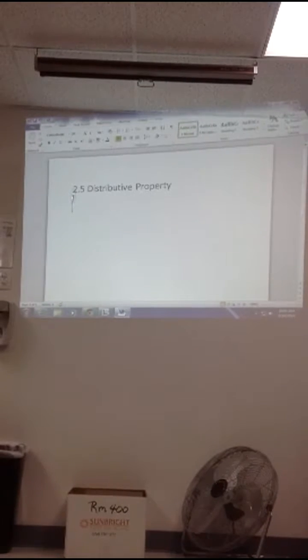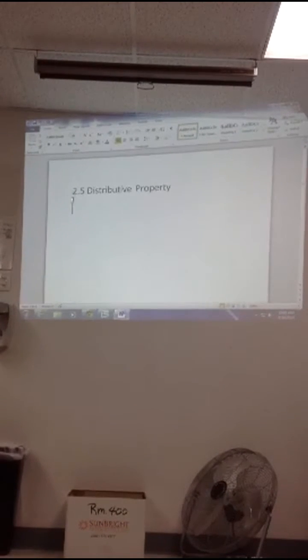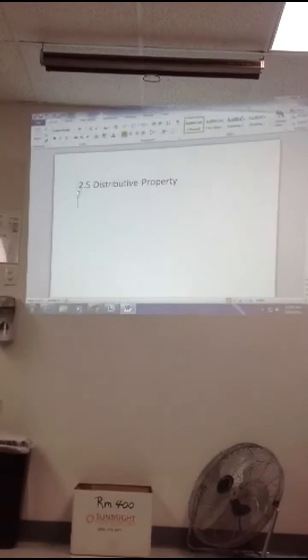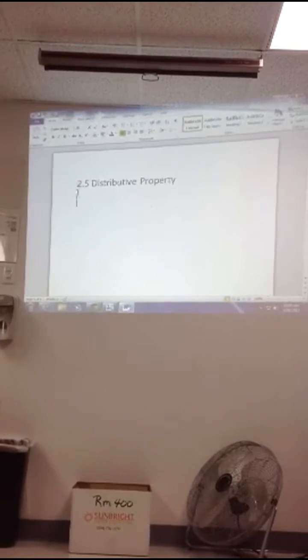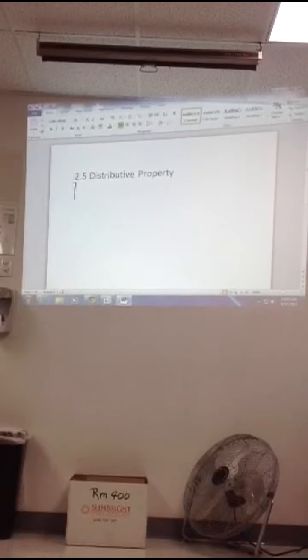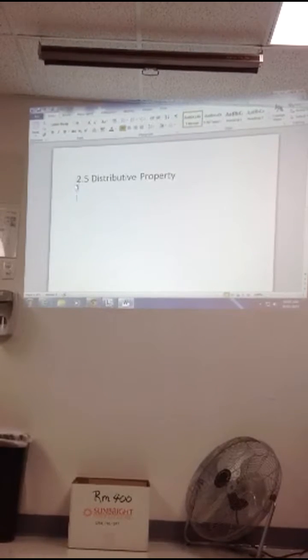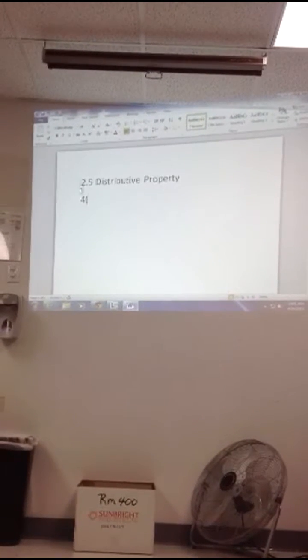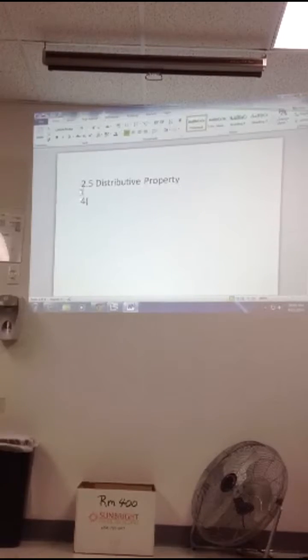Raise your hand if you've ever heard of the distributive property before. Okay, some of you, great, that's good. Well, today we're going to learn it. This is an additional property from what we did yesterday. I'm going to start with some examples. Will you please write these down?